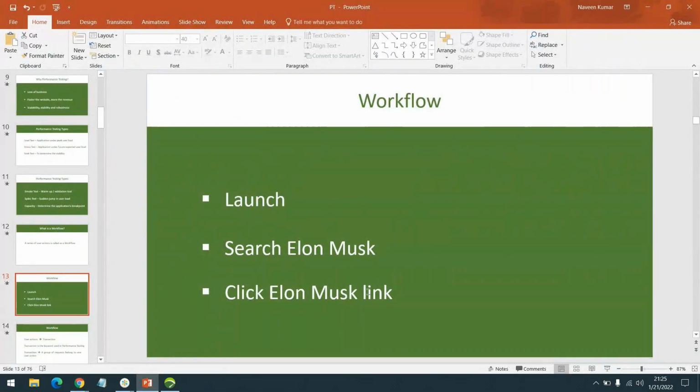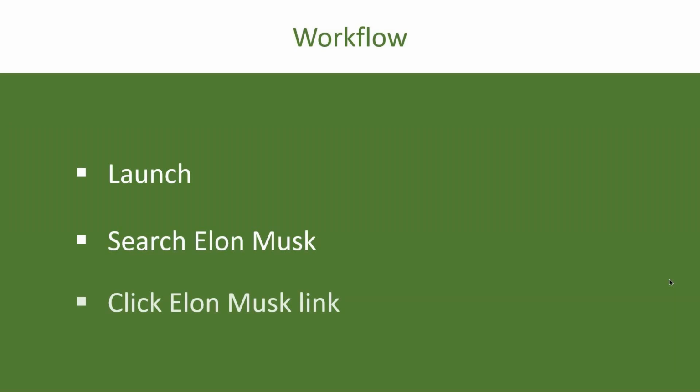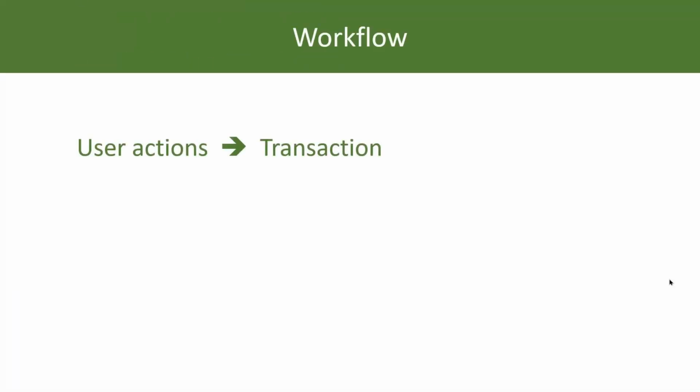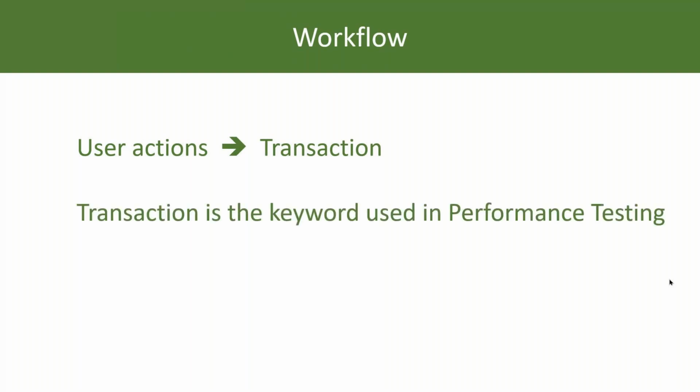Okay, so yes, right. Let's continue. User actions have a keyword. Okay, this is going to be called a transaction, because there is something transacting between the client and the server. That is all it means. So user actions will be called a transaction, and transaction is the keyword used in performance testing. From now on, we will not call this a user action. This is going to be called a transaction.